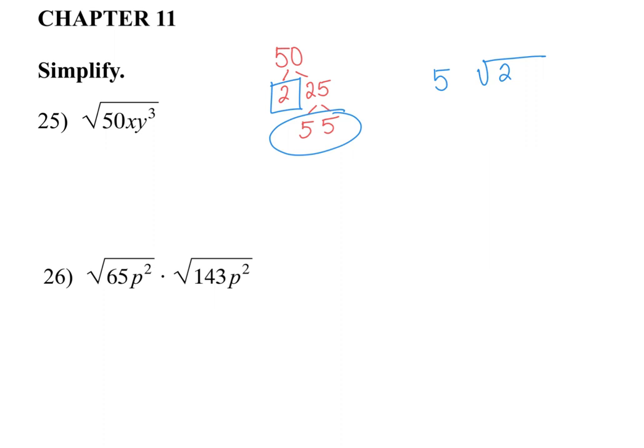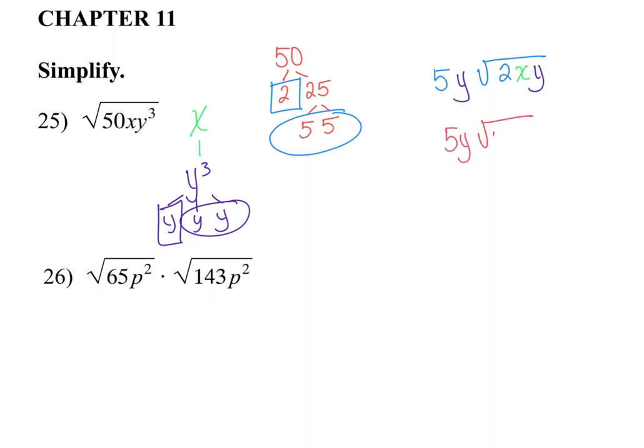When I look at my variables, we can do the same thing. I have an x. That's the only option. There is no pair for the x. The x is going to stay on the inside. For my y's, I have y cubed. Well, that's 1, 2, 3 y's, which means I have one pair that comes out. I have one y that stays in. So my final answer is 5y, square root of 2xy. Factor tree.